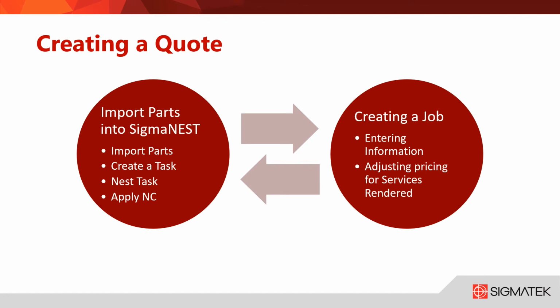With SigmaQuote being database-driven, the process of creating a quote is now a more refined forward and backward process. You can start a quote by either entering the information for who the quote is for, or by importing the parts into SigmaNEST. This allows the user to quickly and easily generate a list of costs for services rendered for the customer. For example, if a customer changes a part mid-quote, you can easily remove the old part and requote them. Let's go back to SigmaNEST to see how you can quote a job.